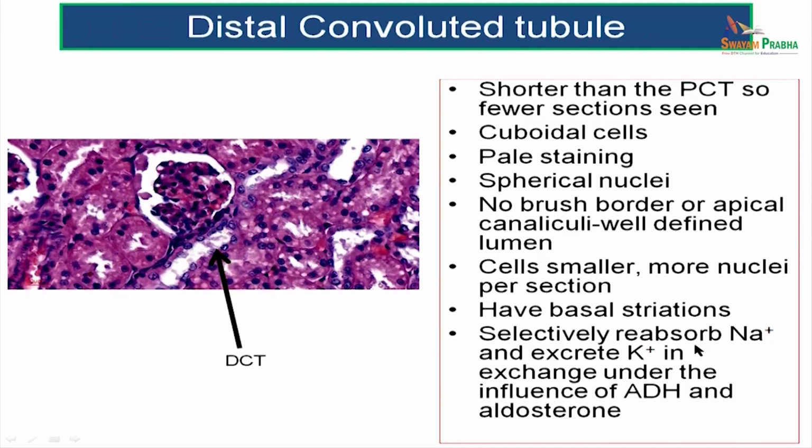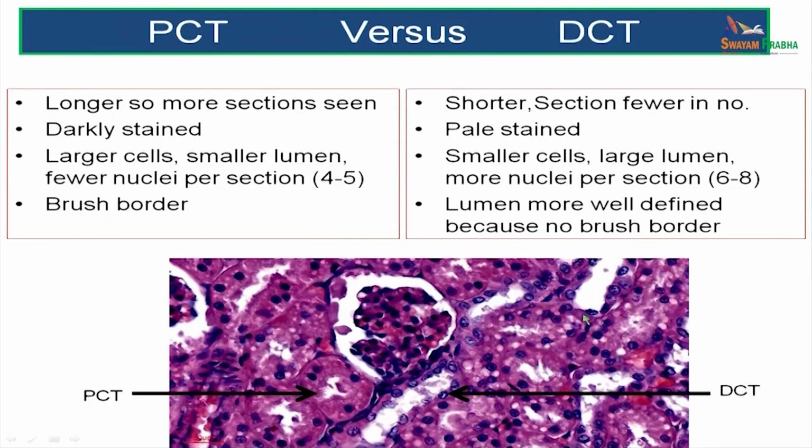What is the function of distal convoluted tubule? They selectively reabsorb sodium and excrete potassium in exchange. The DCT is under the influence of antidiuretic hormone and aldosterone. This is very, very important. DCT is under the control of ADH and aldosterone, and so it selectively reabsorbs sodium and excretes potassium. Having read about PCT and DCT, let us state the differences between PCT and DCT as a summary.